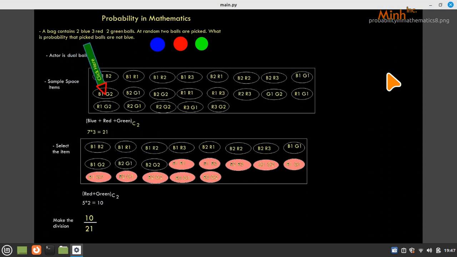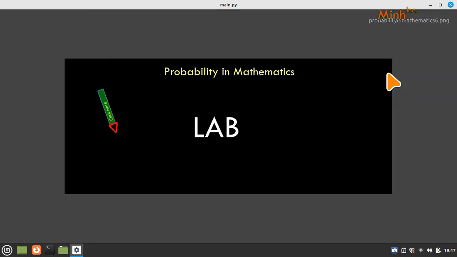But keep in mind, this is not a bad idea to think about the sample space. Okay. Whenever we go for probability, we find the actor, we think about the sample space. Once we think about the sample space, then we think about what we are going to pick up, and then how we create the sample space. Then we can think about the permutation and combination.